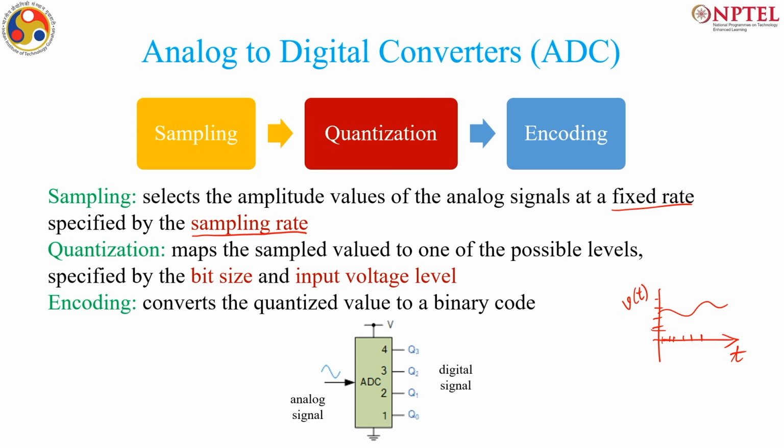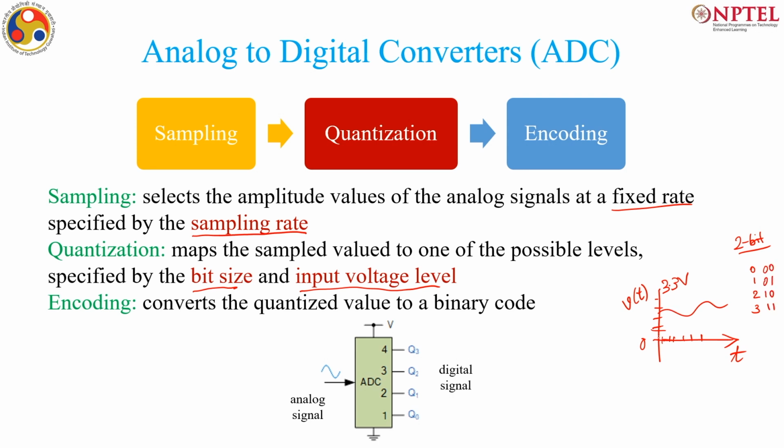So, quantization is specified first by bit size, that is how many levels I want, and the range, the input voltage level. For example, if my quantizer is 0 to 3.3 volts and it is a 2-bit quantizer or 2-bit ADC, that means it can have 4 values: 0, 1, 2 and 3, or 0 0, 0 1, 1 0 and 1 1.